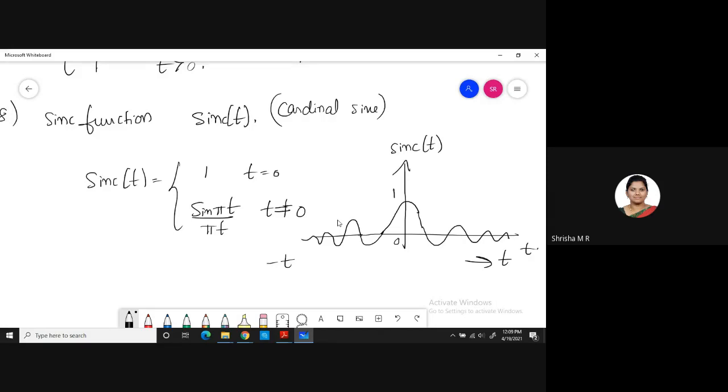Clear, everyone? Elementary signals. These two are special signals, signum and sinc. You just have to know what they are, as in higher semesters you'll use these. We have seen until now signals with respect to continuous time. With respect to discrete time, I'll just show you.